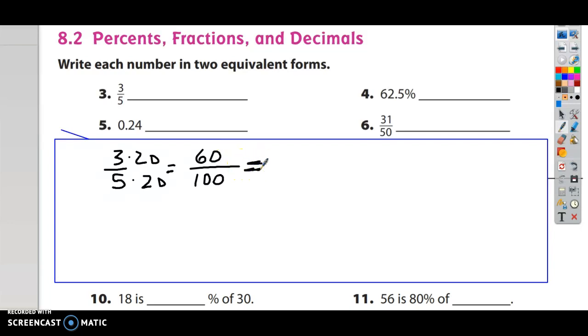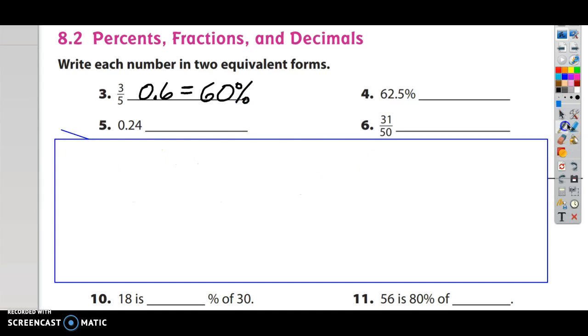60 hundredths is the same thing as 60 in the hundredths place as a decimal. And we don't need that 0 right there, so we're just going to write it as 0.6. That's the decimal. And then we're also supposed to write it as a percent, and 60 hundredths is 60%. There we go.